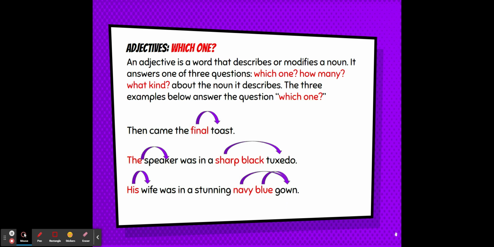Next, we have which one. Then came the final toast. Which toast was it? The final one. Or the speaker was in a sharp black tuxedo. Which speaker? The speaker. Which tuxedo was it? The sharp black one. And finally, his wife was in a stunning navy blue gown. Which wife? His, meaning Maurice's. Which gown? The navy blue one.